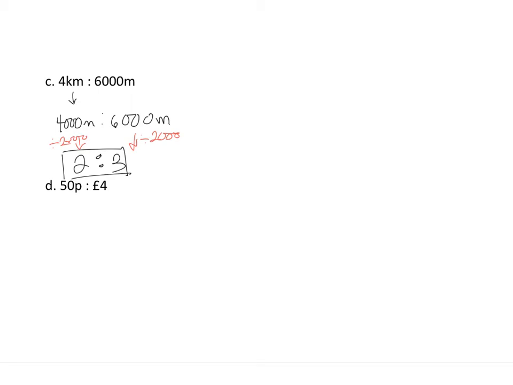For D, I will convert this all into pence. And the reason why I will convert the 4 pounds into pence is because that way I do not have to work with a decimal. When you're working with decimals, it makes for the problem a little bit more difficult. So 50 pence stays. And 4 pounds is the same thing as saying 400 pence. Now we need to simplify it. I will divide it simply by 50 because I know I can divide both by 50. So this will reduce down to 1 to 8.